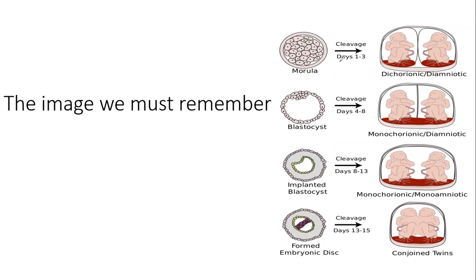So first we should know the days at which it's getting separated, right? So first is day 1 2 3. If it's getting separated in this duration, we call it dichorionic and diamniotic. Then day number 4 to 8, it's monochorionic diamniotic. Day 8 to 13, monochorionic monoamniotic. And then more than 14 days, it's called conjoined twins or Siamese twins, right?